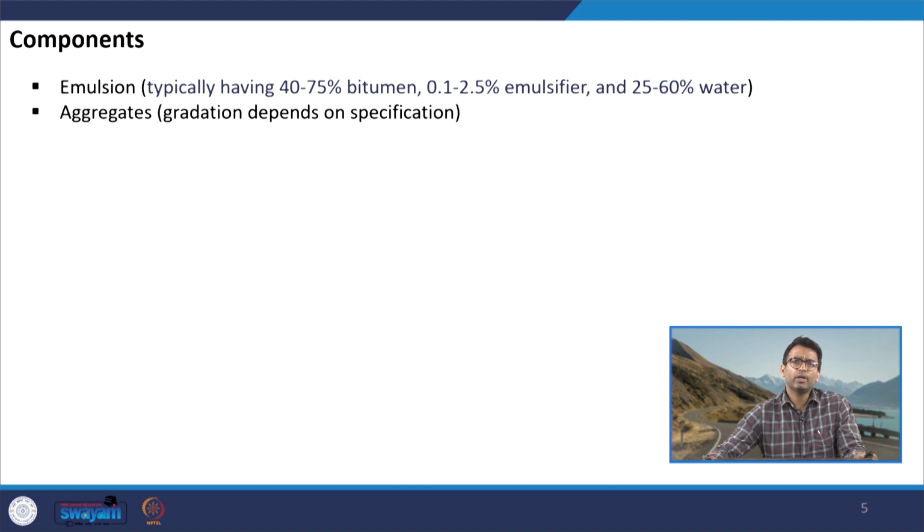The other component of cold mix asphalt, just like any other asphalt mixture, is the aggregates. Now, when you talk about the aggregates, we also have to talk about the gradation of aggregates. The gradation in cold mix asphalt can be similar to what we use in hot mix asphalt, but various specifications have given their own gradation specifically to be used when a cold mix asphalt is to be prepared. So, gradation may depend on the specification we are looking at.